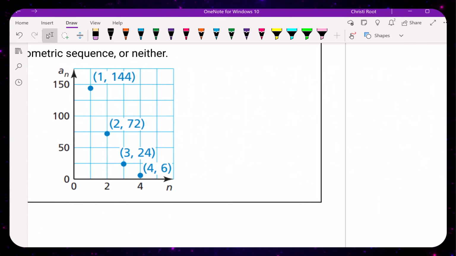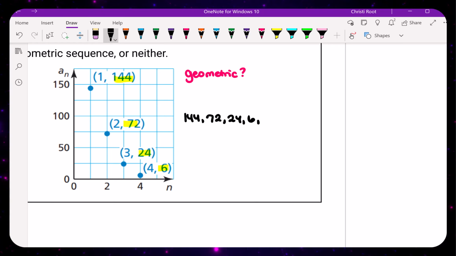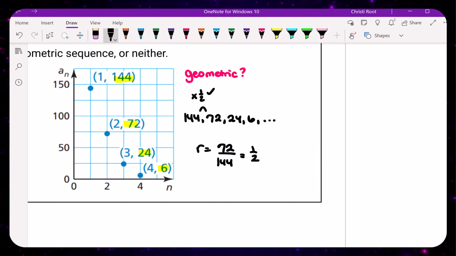Next. This one is showing a very clear decay type pattern, but is it perfect? I don't know. So I suspect that this is geometric. If it's geometric, we're going to look at our terms to see if I am multiplying by the same number. So I'm going to take 72 and divide that by 144. That gives me 1/2. You need to verify it. Of course, it's going to work for the first two, but 72 times 1/2 is 36. That is not 24. So that's a no on geometric.